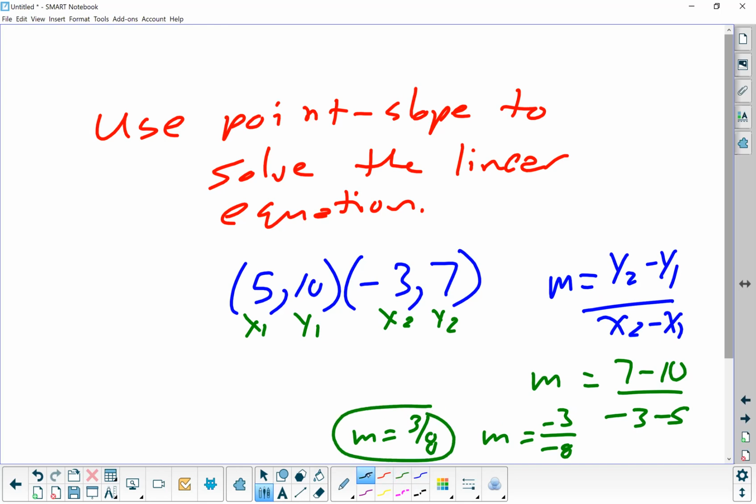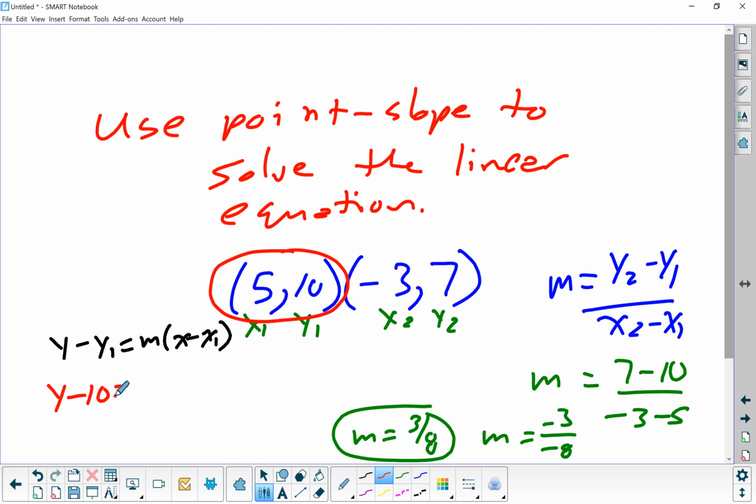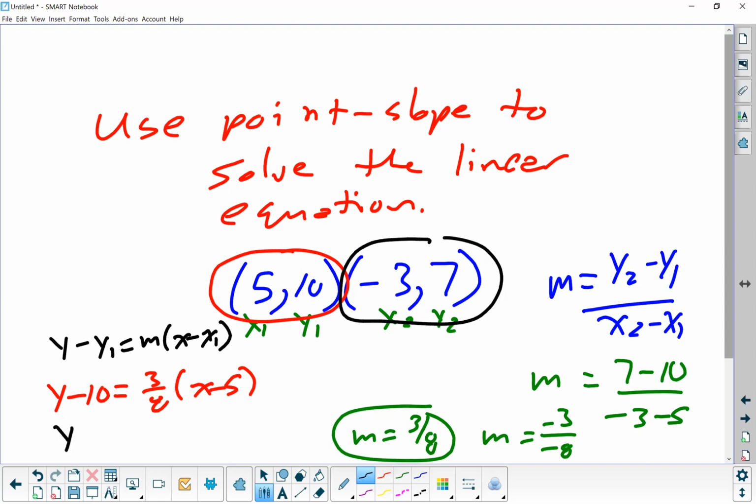And then we have to remember our point slope. Our point slope is this. So if I used this as my x1, y1, my answer is going to be y minus 10 equals 3 over 8, x minus 5. If I use this other one as my x1, y1, I'm going to get y minus 7 equals 3 over 8, x plus 3.